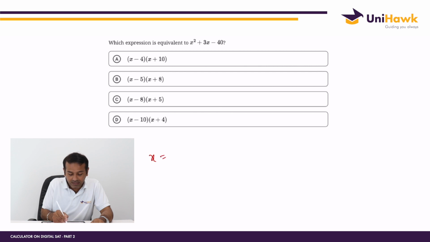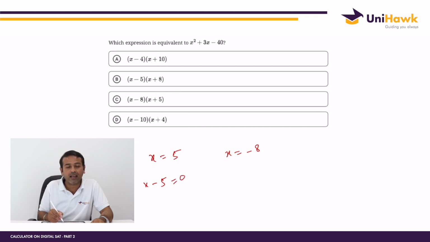We know x is 5 and x is -8. Now, if I subtract 5 on both sides, this becomes x - 5 = 0. And if I add 8 on both sides, we get x + 8 = 0, which means that these two are the factors of the expression. Let's see which option has these two factors. Option B has these two factors, which means the answer is option B.